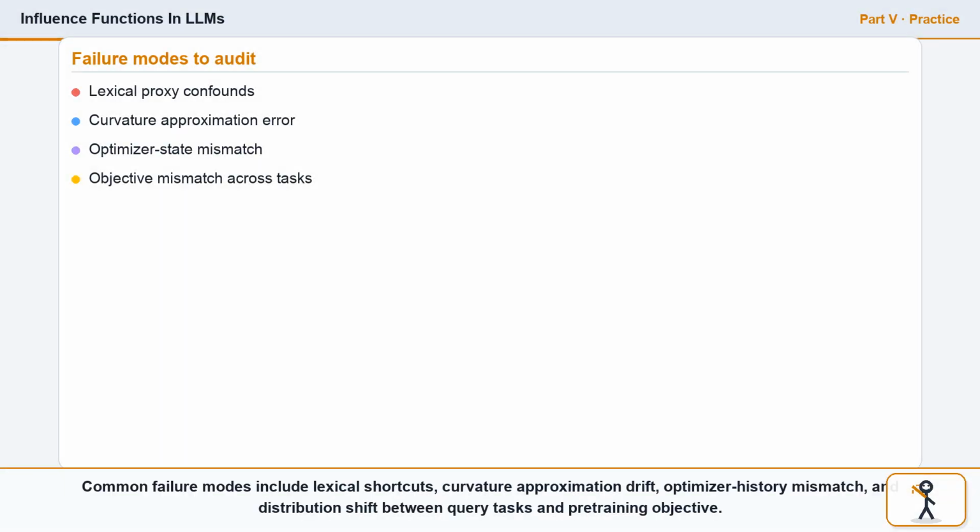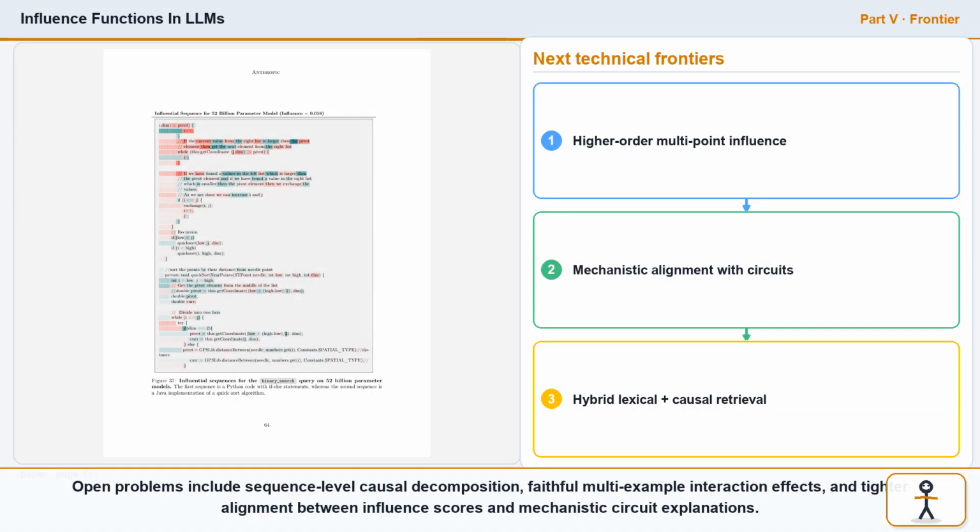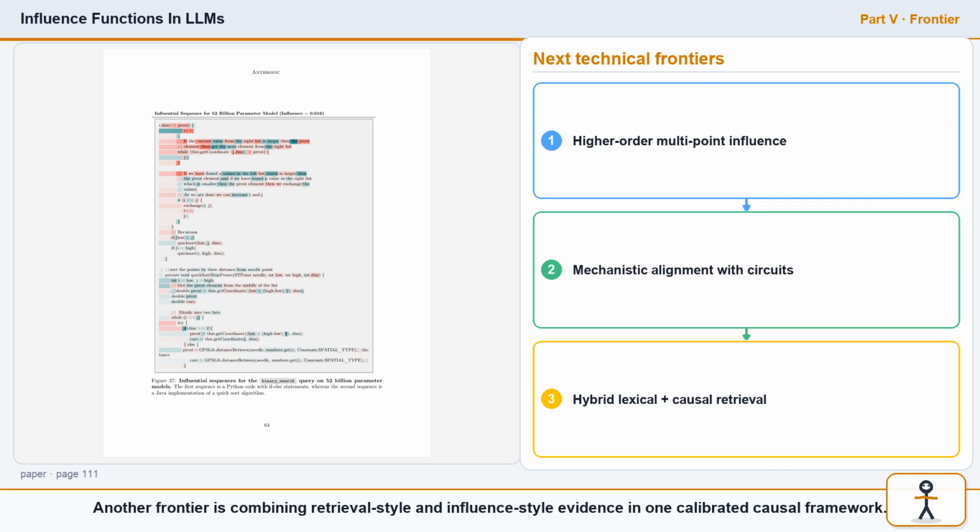Common failure modes include lexical shortcuts, curvature approximation drift, optimizer history mismatch, and distribution shift between query tasks and pre-training objective. Open problems include sequence-level causal decomposition, faithful multi-example interaction effects, and tighter alignment between influence scores and mechanistic circuit explanations. Another frontier is combining retrieval style and influence style evidence in one calibrated causal framework.